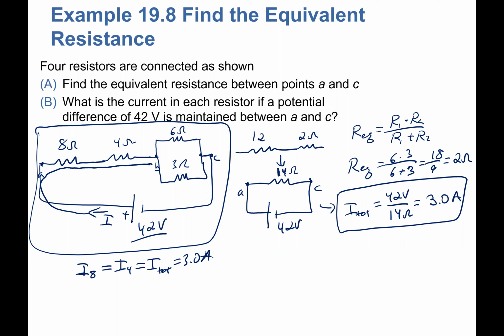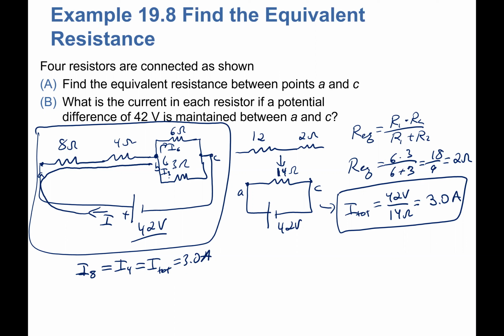Okay, remember one thing: resistors in series have the same current. Those two in series have the same current, and because they're connected to the battery, they have the same current as the battery. All right, so when the current gets to point B, it splits into two. So there's current I6, and there's current I3. Now the question here is, how do we find those?